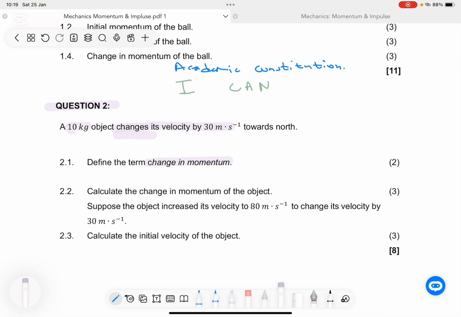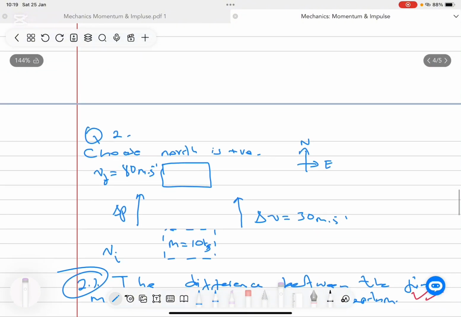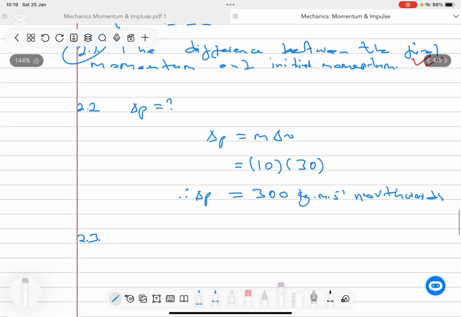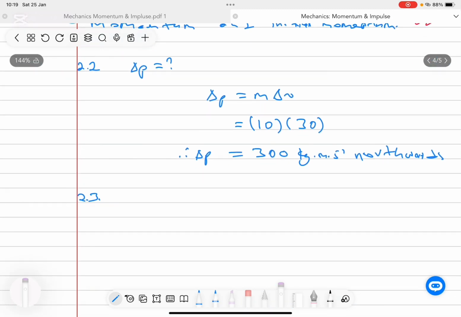Now the question continues to 2.3, which says now calculate the initial velocity. In our interpretation we can see that our initial velocity we don't have. We just know how much it has increased to, not by. It has increased to 80. So now we are looking for the initial velocity.